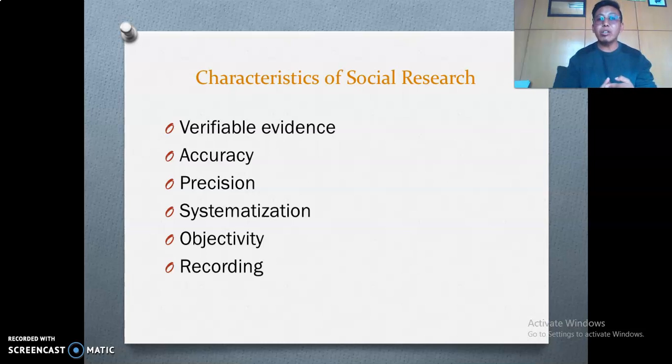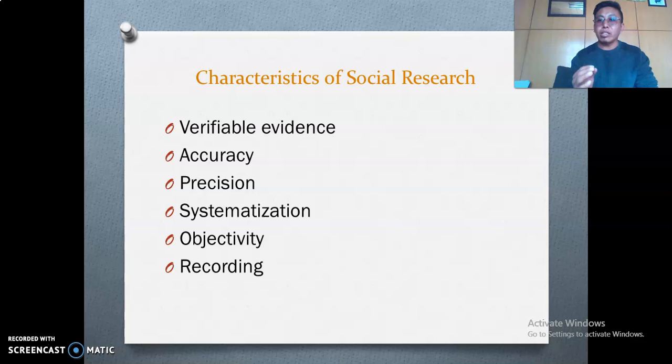So the first thing is verifiable evidence. Verifiable evidence means that once you observe a structure, when you study any social problem, you come up with some evidence. Evidence means some information or some facts. This fact should be verifiable. Verifiable means that however many times you do the research, it should end up with the same results. So you can verify that. Okay. And then the second is accuracy.